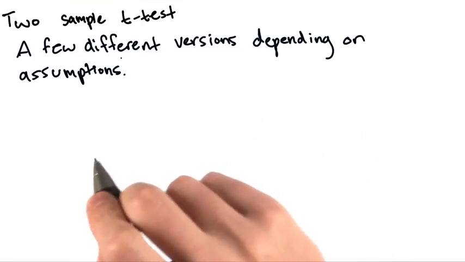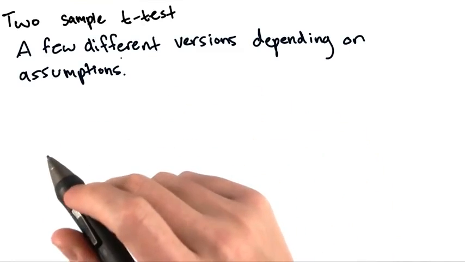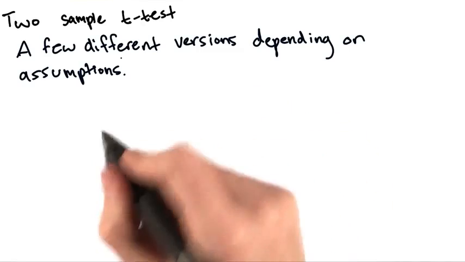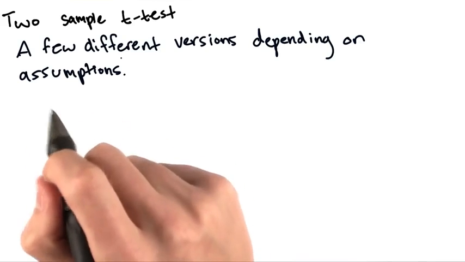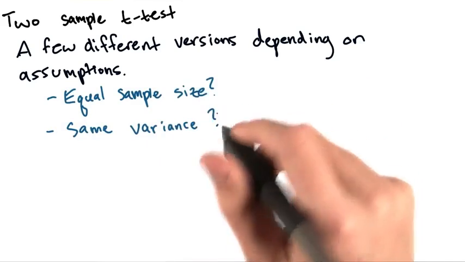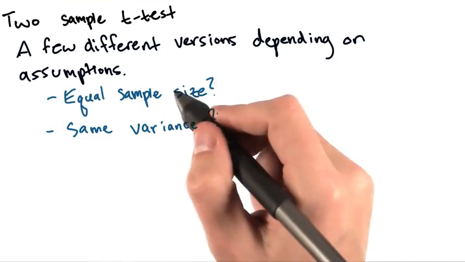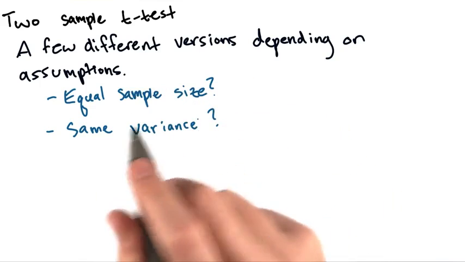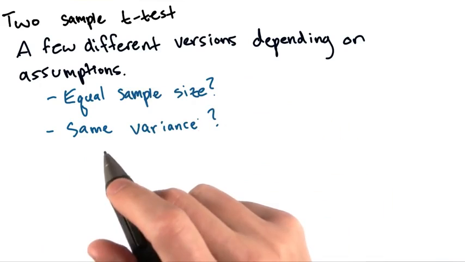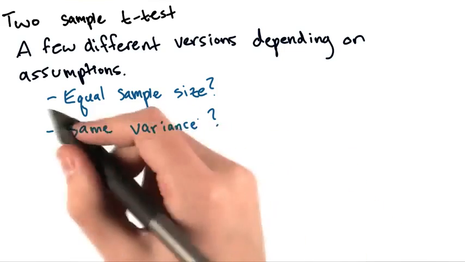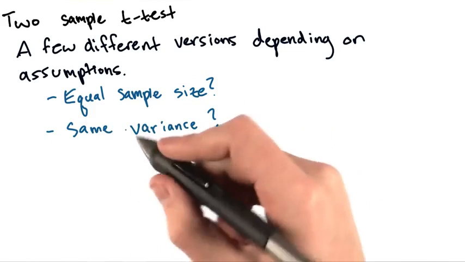Let's talk more about the two-sample t-test, since we'll want to compare two different samples in our class project. There are a few different versions of the t-test that one might employ, and they depend really on what assumptions we make about the data. So we might want to ask questions such as, do our samples have the same size, and do they have the same variance? Let's discuss a variant of the t-test called Welch's t-test in more depth, since it's the most general. It doesn't assume equal sample size or equal variance.